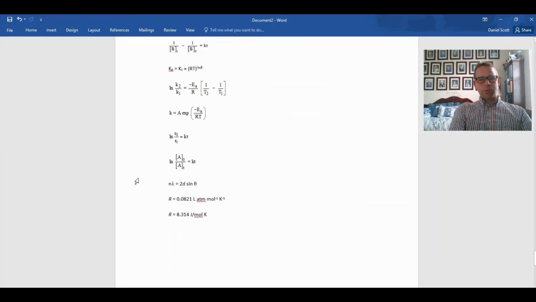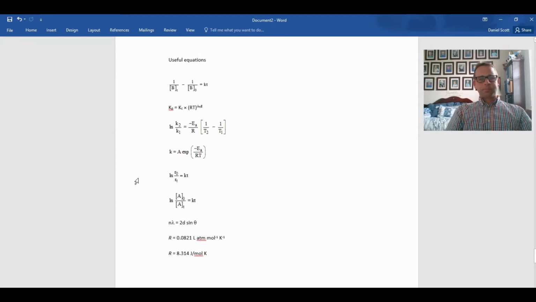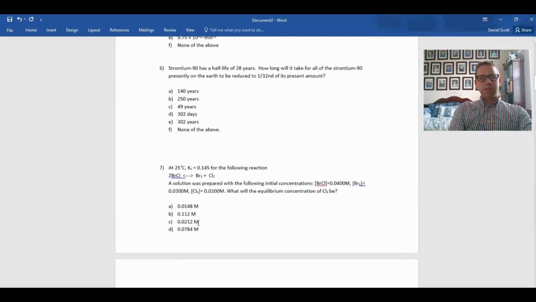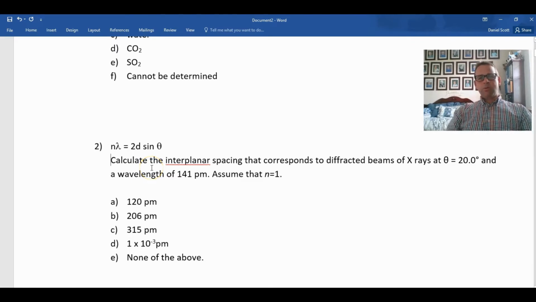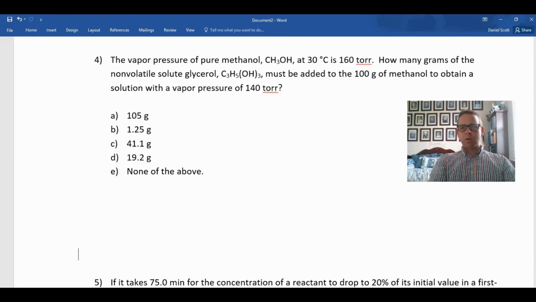All right, which formula is it? Okay, so the formula is this one here. n lambda equals 2d sine of omega, d being the interplanar spacing, omega being the angle at which the wavelengths are hitting the surface. So if we put in for n our 1, lambda our wavelength 141, omega our angle 20, we should get a value of 206. All right, on to the next one here.